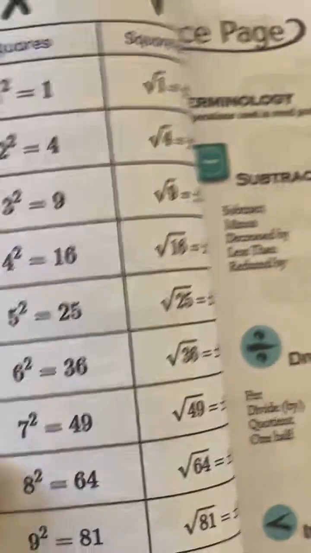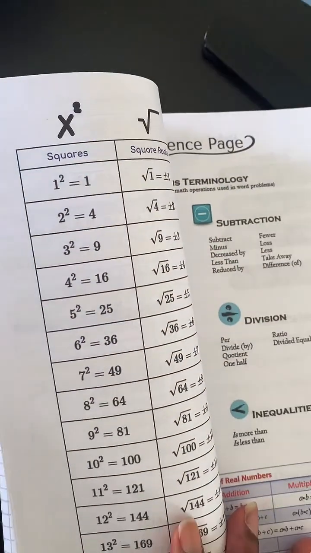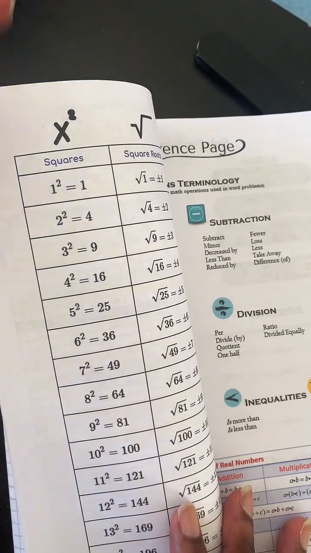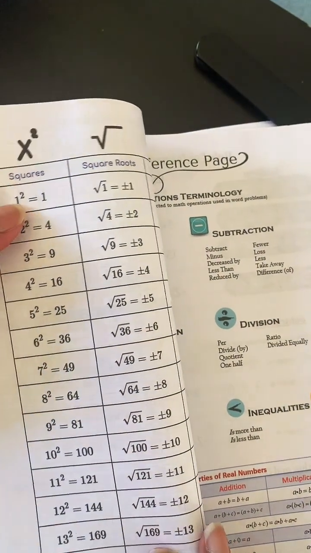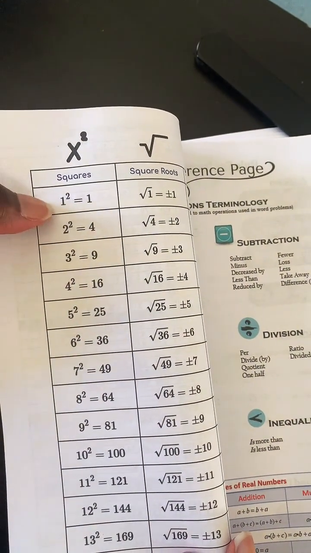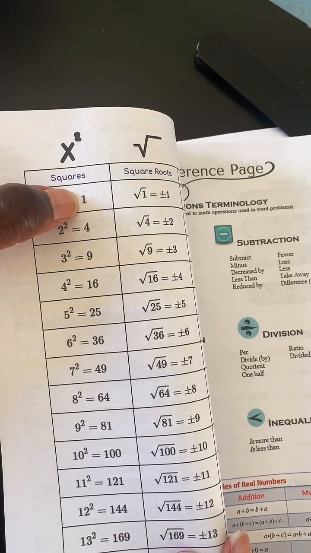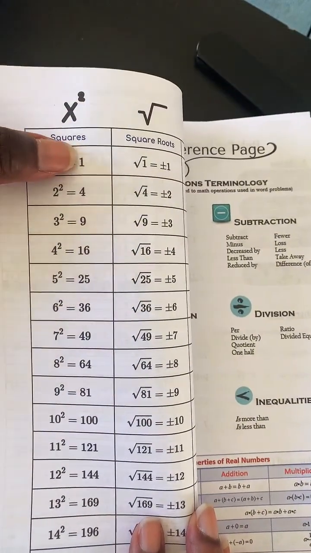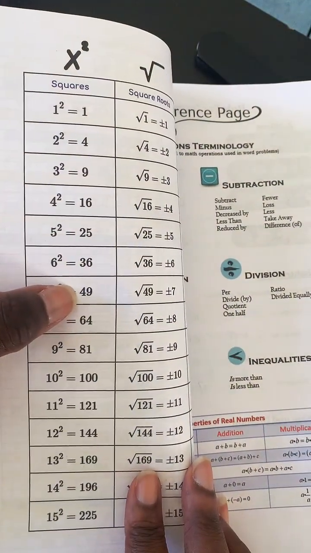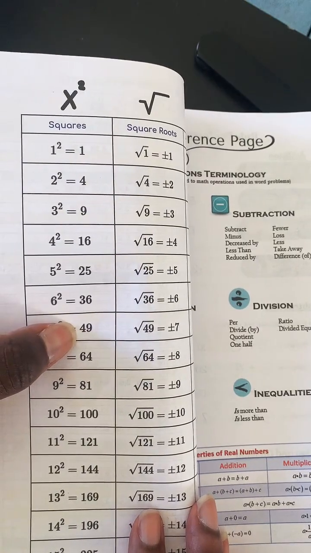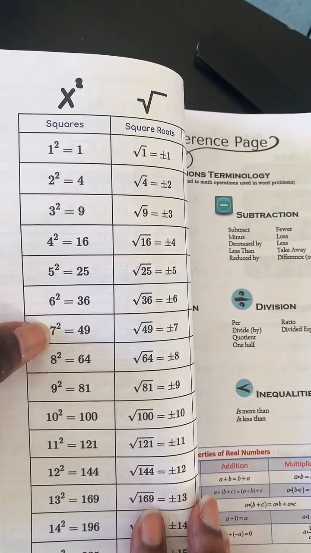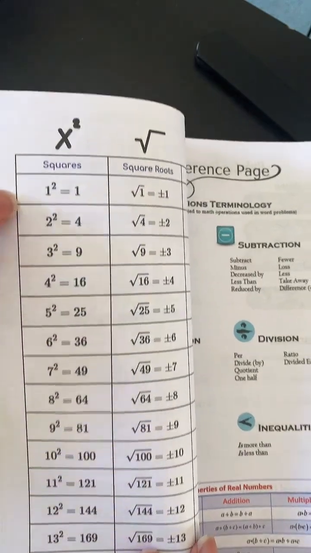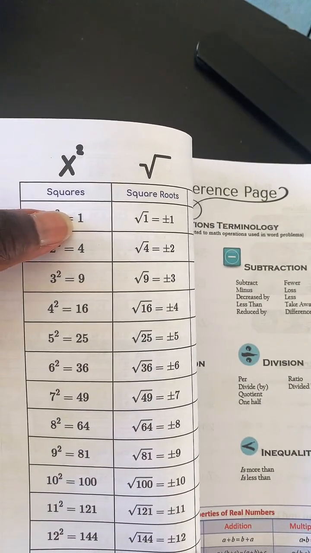Go to my handy dandy notebook. Okay, so in the back of my lovely notebook, we got our squares and our square roots. Okay, 1 squared, that gives me 1. So 1 and 49, they're perfect squares. So that means 7 squared will give me 49. 1 squared will give me 1.